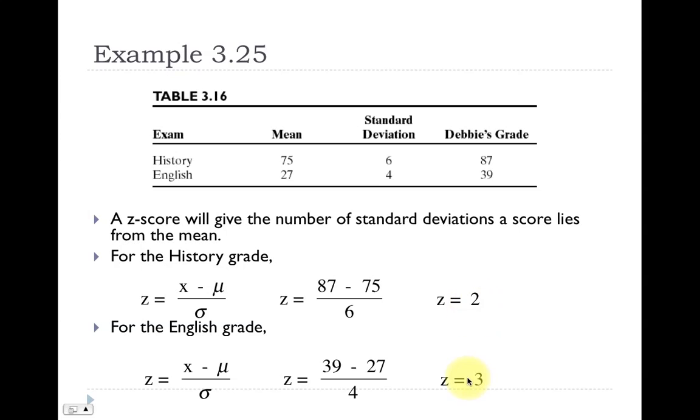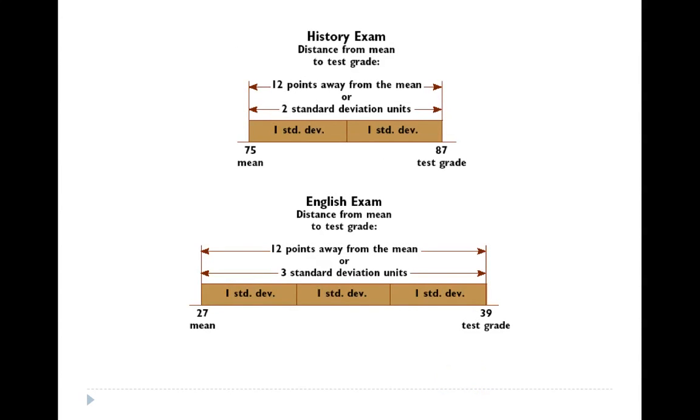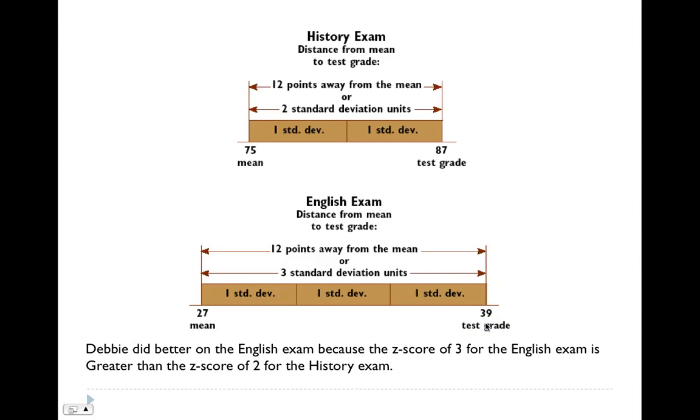So the class in which she did better relative to everybody else would be the English class, because that z-score is higher, and a z-score is a measure of standing in the class. So looking at a diagram here, in the history class she scored an 87, which is 2 standard deviations from the mean. Okay, 12 points away from the mean was 2 standard deviations away from the mean. In the English class, though, there's a whole 3 standard deviations away from the mean that she scored, which is more outstanding. So Debbie did better on the English exam because a z-score of 3 for the English exam is greater than a z-score of 2 for the history exam.